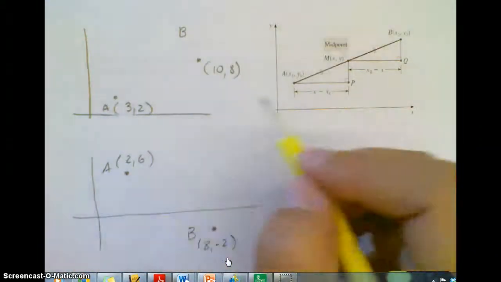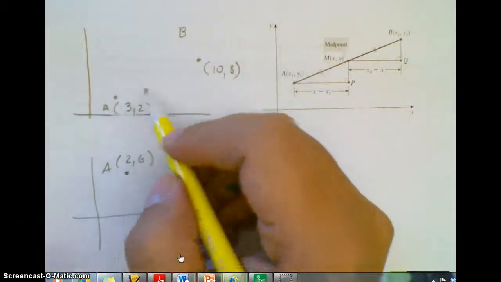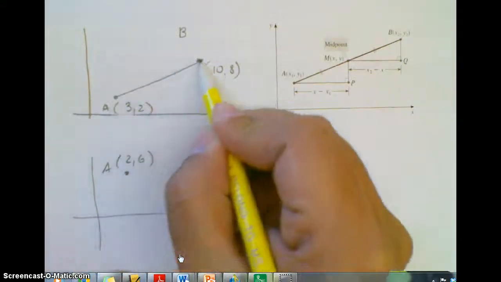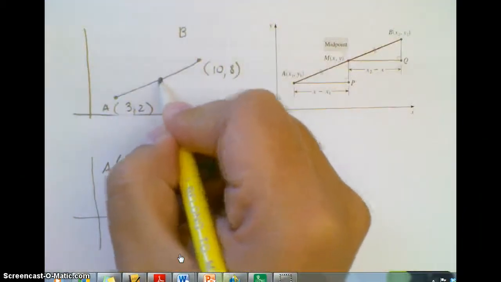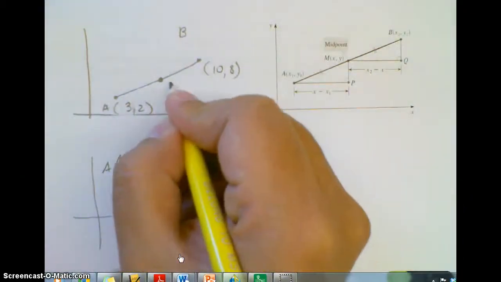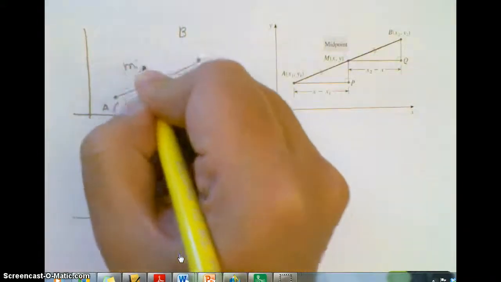So now let's say that I want to find the midpoint between points A and B. So I connect A and B, and I know the midpoint is going to be right in the middle. But what I'm asked to find is, what are the coordinates of this midpoint?